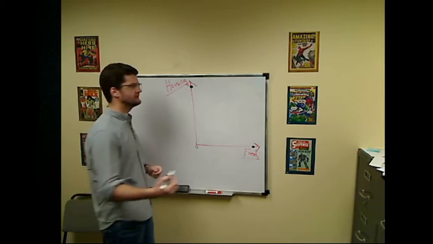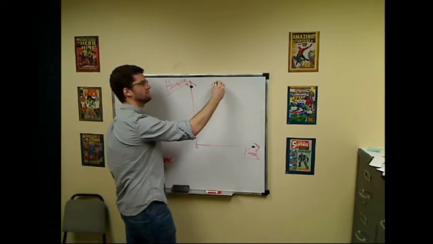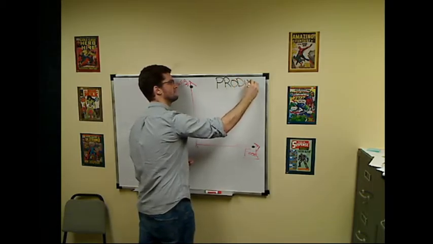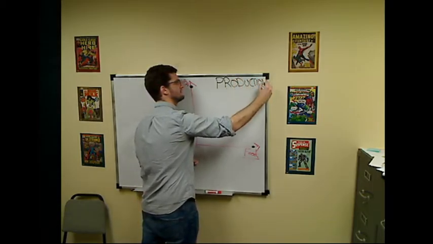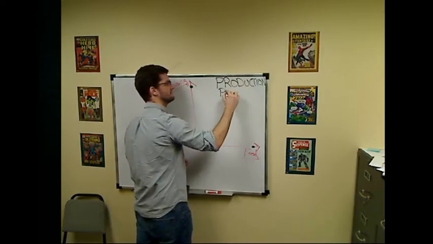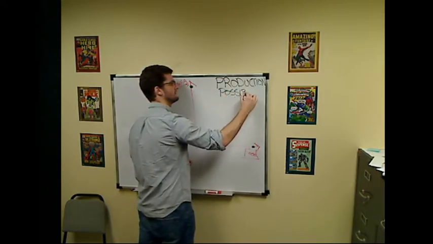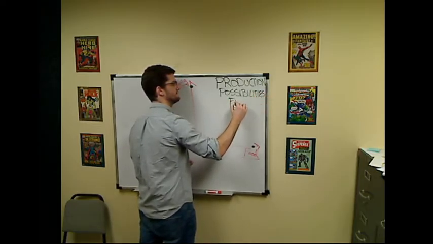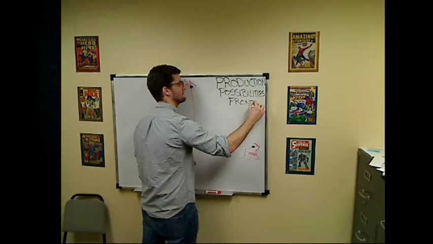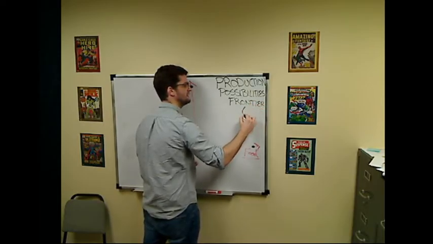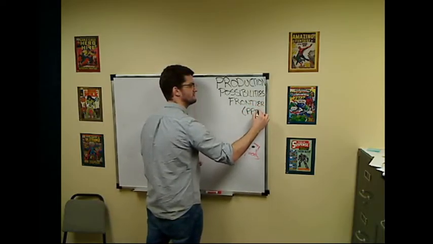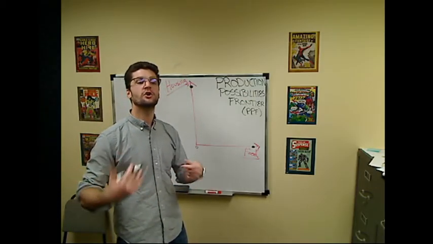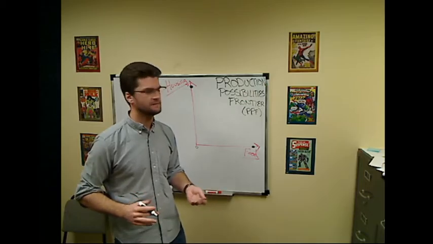And I should probably write that name somewhere down here, right, to remind you guys. So this is the production possibilities frontier. It's called a PPF for short. And you'll also see this as a PPC sometimes, as a production possibility curve. Okay? They mean the exact same thing.